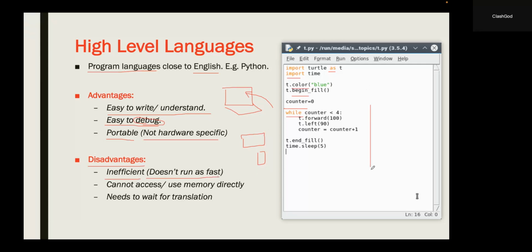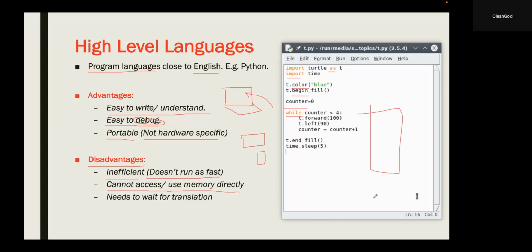For example, I have a long piece of high-level language code, and I may need to run it for hours, right? It doesn't run as fast. It is inefficient. And the second is that it cannot access or use memory directly. The reason why it can't do this is because it is not hardware specific. This is a little abstract, so I'll try to explain it the best I can.